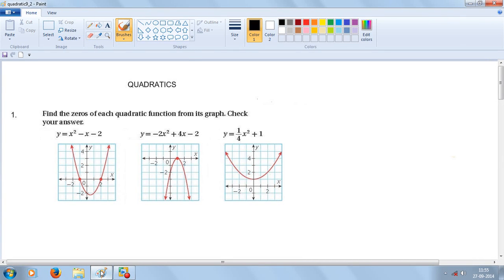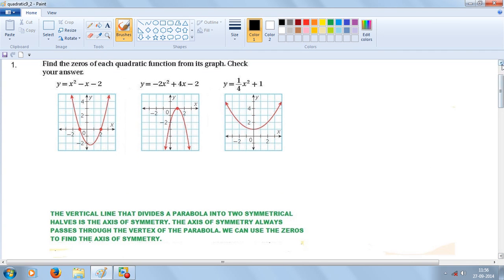Welcome to a new lesson in quadratics. So the first problem is: find the zeros of each quadratic function from its graph. Just for the students to understand the graph, you are starting with this graph. So the first function is y is equal to x squared minus x minus 2.